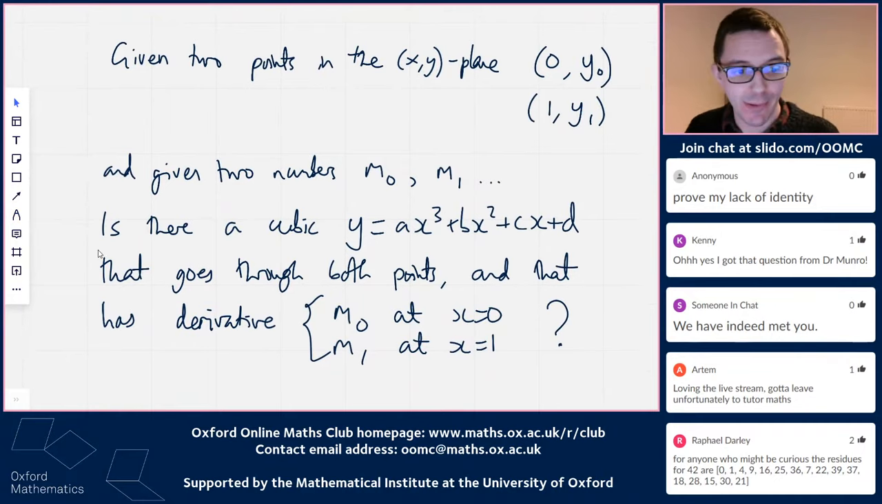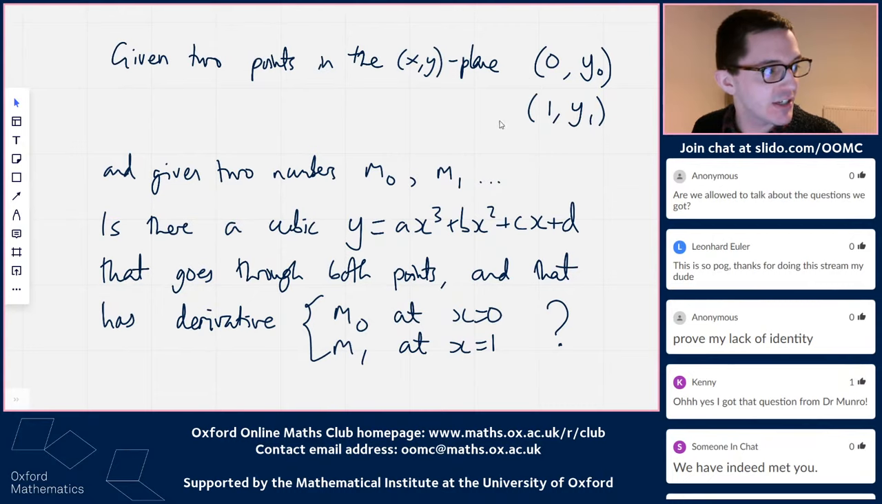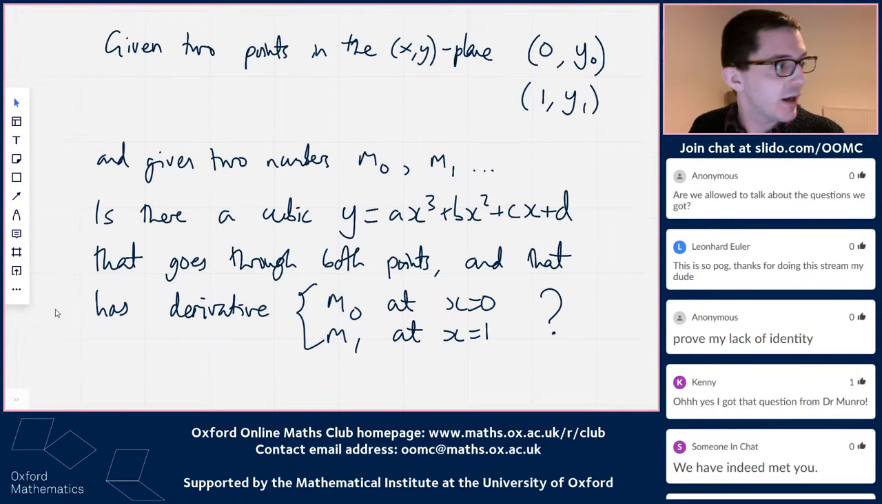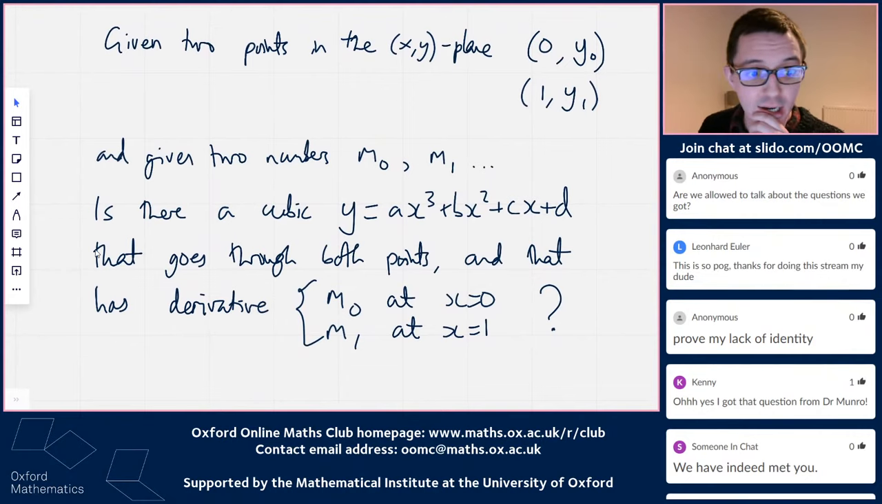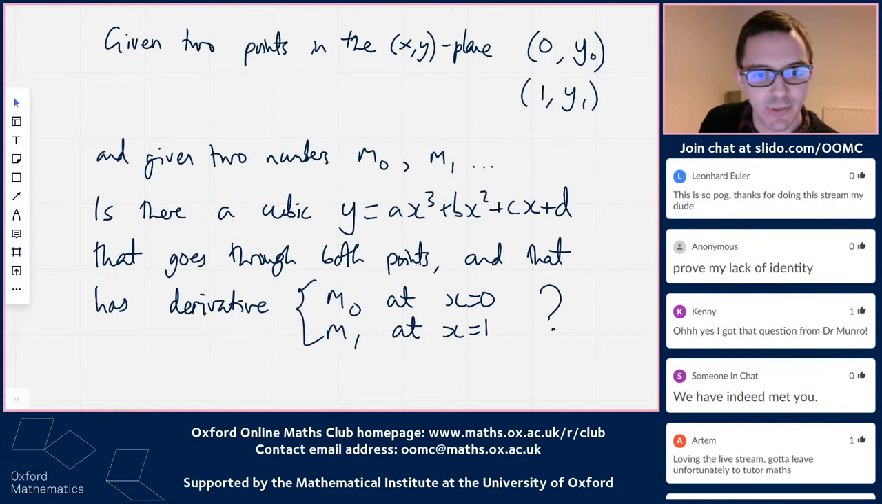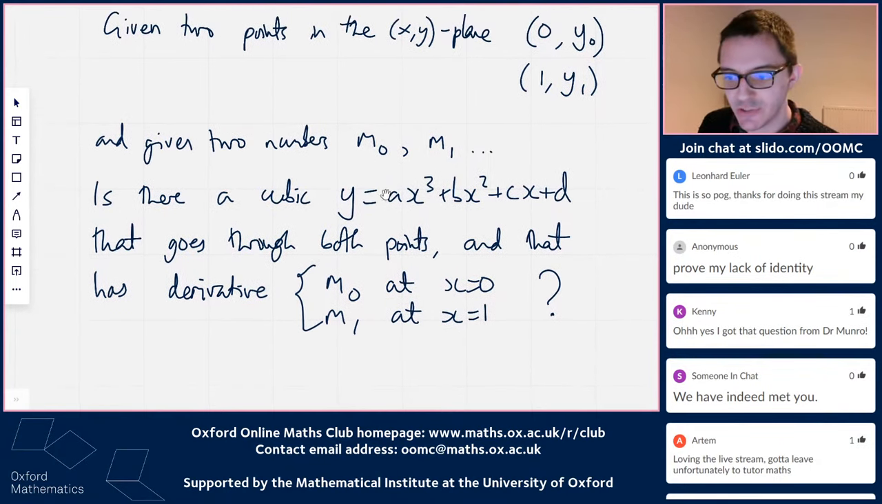Because it's an interview, I sort of helped people through doing some algebra for it. Most people started looking at this cubic and thinking, well, what do these conditions mean? And we'll try and apply those to the cubic. Anonymous in chat, are we allowed to talk about the questions we got? Sure, I think you can talk about the questions that you had in interview. Okay, going back to the question, in particular, looking at the values y0, y1, people are trying to plug in numbers over there to work out conditions on A, B, C, and D.